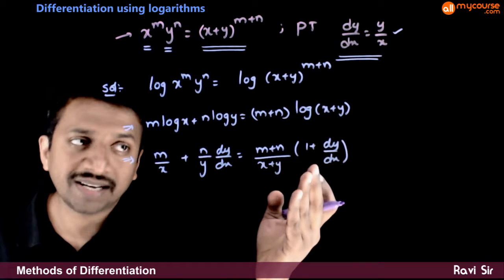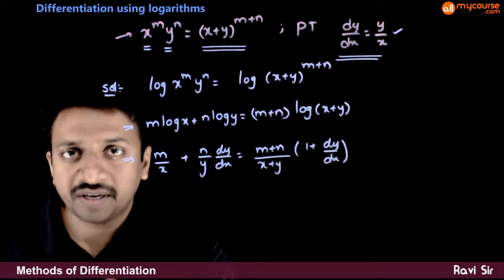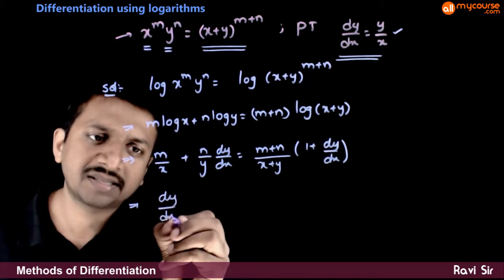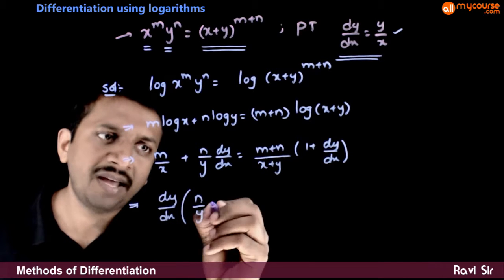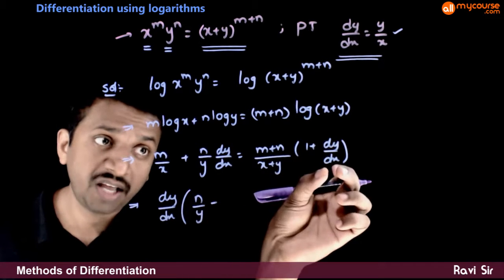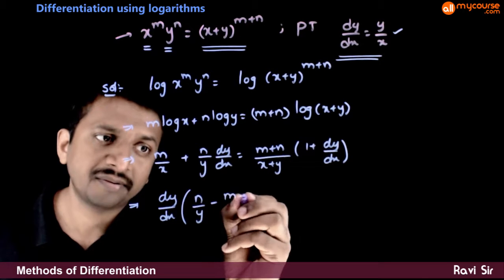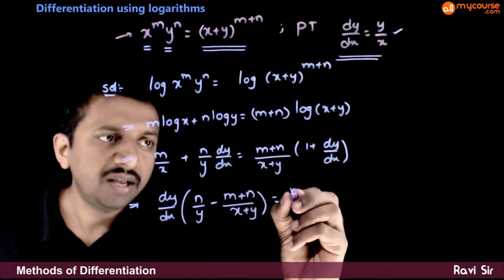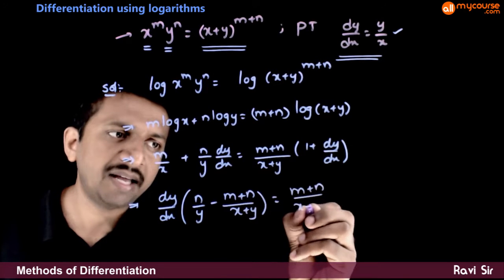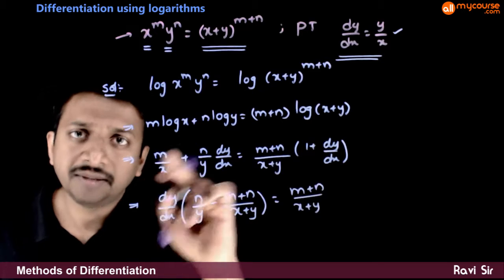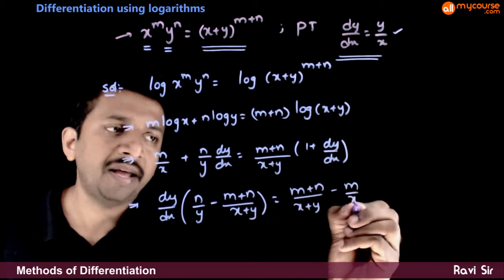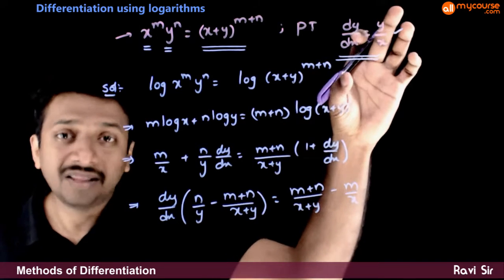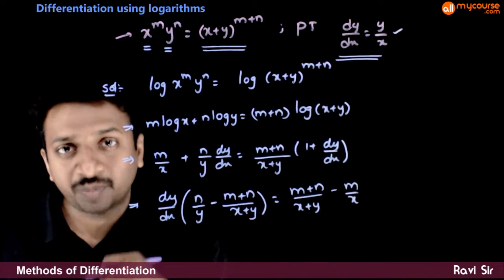So now what we do is, let us get all the terms containing dy by dx onto one side. This implies dy by dx times (n by y minus (m plus n) by (x plus y)) is equal to, here the terms which are remaining are (m plus n) by (x plus y) minus m by x. So hope that I would be able to reach this point.